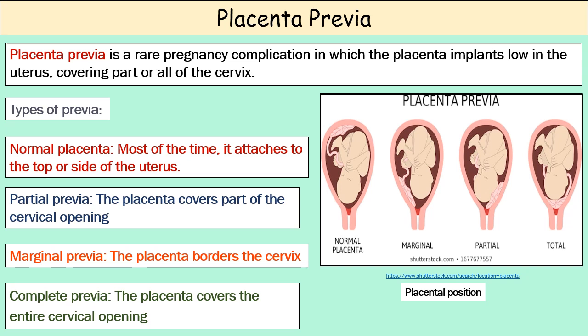In partial previa, the placenta covers part of the cervical opening. In marginal previa, the placenta borders the cervix, and in complete previa, the placenta covers the entire cervical opening. In all cases, except normal, the placenta physically blocks the opening to the birth canal or the vagina in some way, which means it could affect how your baby comes into the world when it is time to deliver.